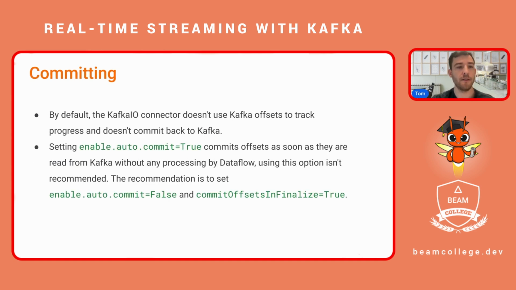By default, the Kafka I/O connector does not use Kafka offsets to track progress and does not commit offsets back to Kafka. Setting enable auto commit will commit offsets as soon as they are read from Kafka, before any processing done by the runner. This is generally not recommended, as inputs could be lost if there are any retries. If committing offsets from Beam is desired, the best practice is to set commit offsets and finalize, which allows Beam to perform offset commits after its processing.